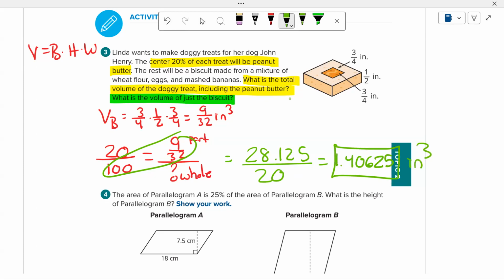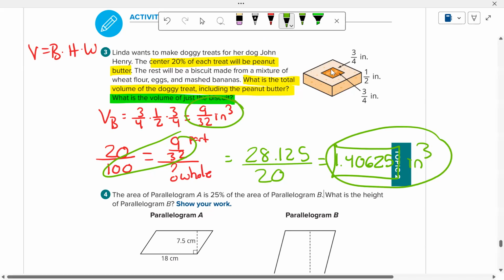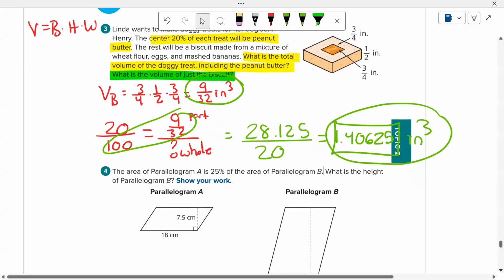So that's 1.40625 inches cubed. So this is just the biscuit, and then this is for the total volume. So that was a lot. Then we had to think about getting the center and then getting everything. Notice proportions we're using throughout the whole paper.